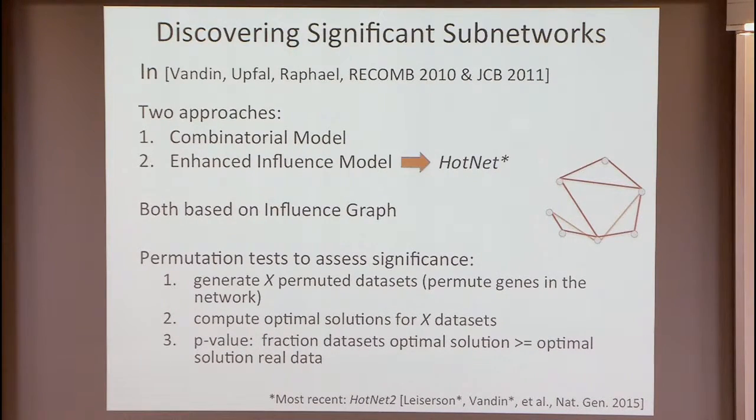Okay, so what we will do in the combinatorial model is identify subnetworks that are mutated in many patients. I'm going to define formally the problem in the next slide. And then we will use a permutation test to assess the significance. So just generate a certain number of permuted data sets and look at the fraction of data sets in which we identify a solution at least as good as the one we see in real data.